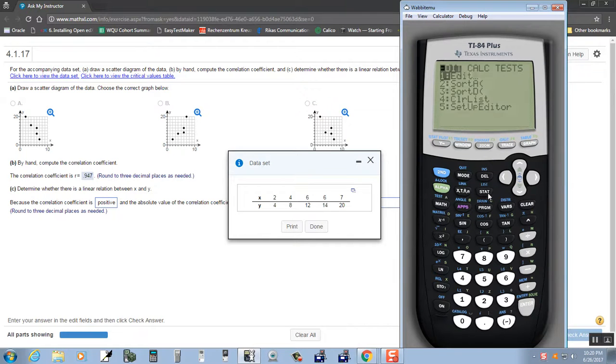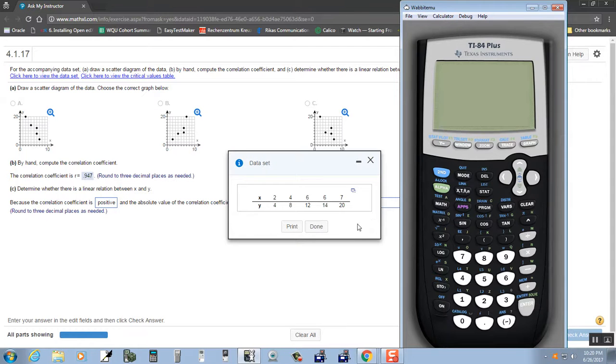So I'll push my stat button, enter on edit, and if I have numbers, I can hold down my delete key to delete the numbers. Just make sure you don't have L1 deleted or L1 highlighted, otherwise it'll delete it. And I'm going to put my X values in L1. So I got 2, 4, 6, 6, 7. Then I'll go over to L2 and I'll put my Y values. 4, 8, 12, 14, and 20.